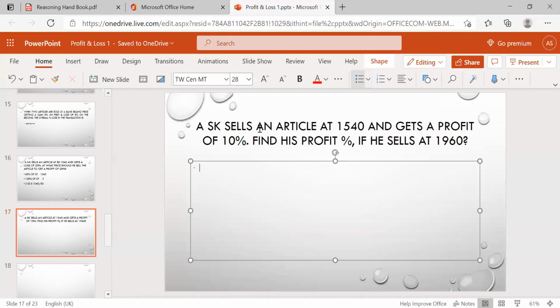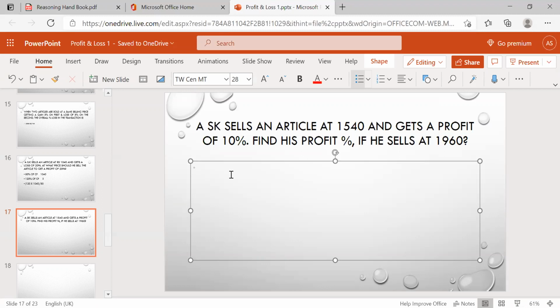See guys, here, if a shopkeeper sells an article for 1540 and gets a profit of 10%, he already got the profit. Find the profit percentage if he sells the same article for 1960 rupees. That means next time he sells the article at a higher price, 1960. They're asking how much profit he earned. Now how are we going to do the same process? Just understand the concept here.